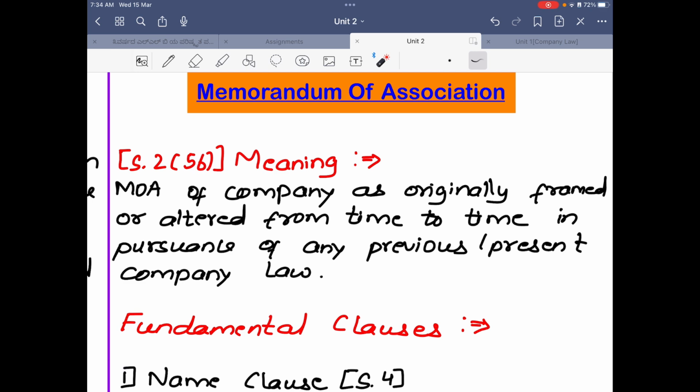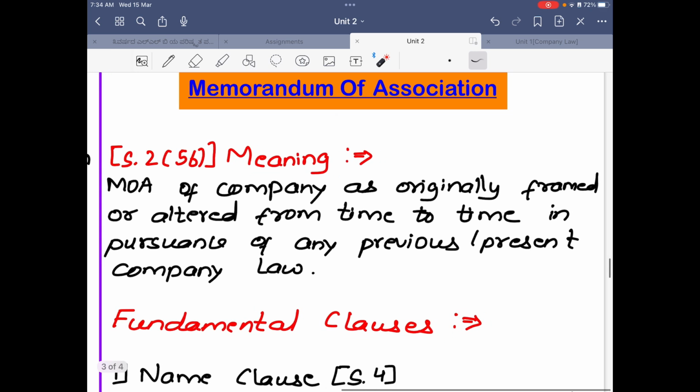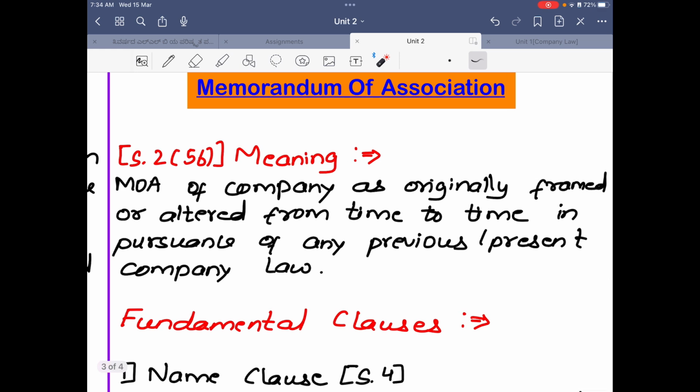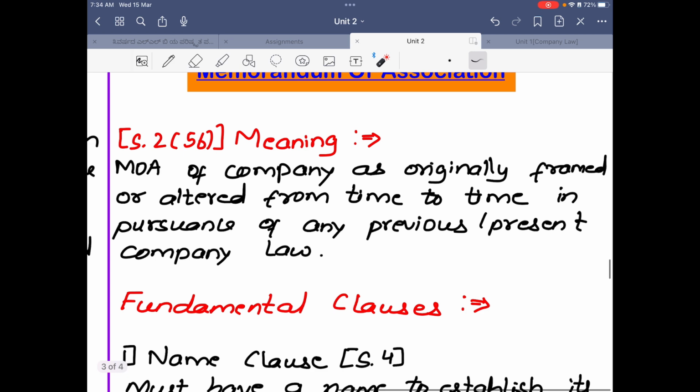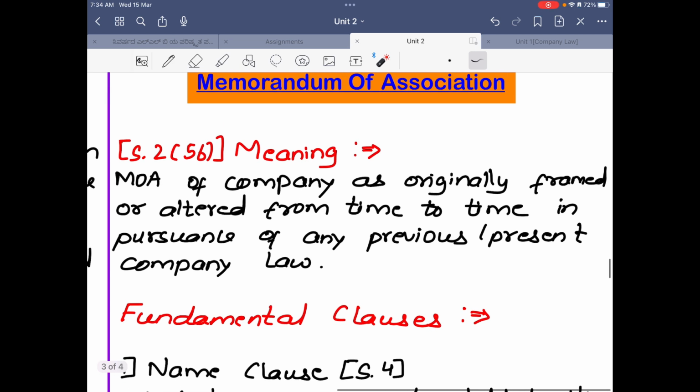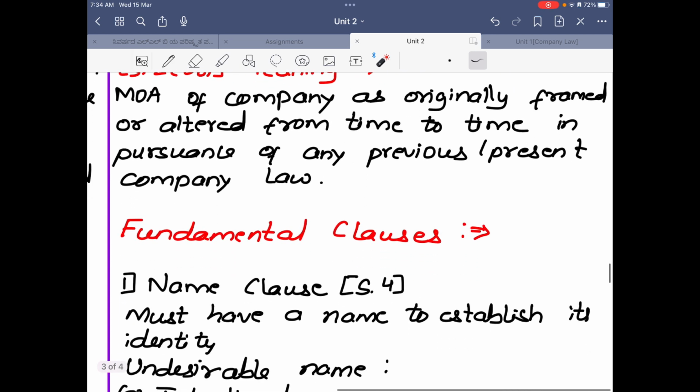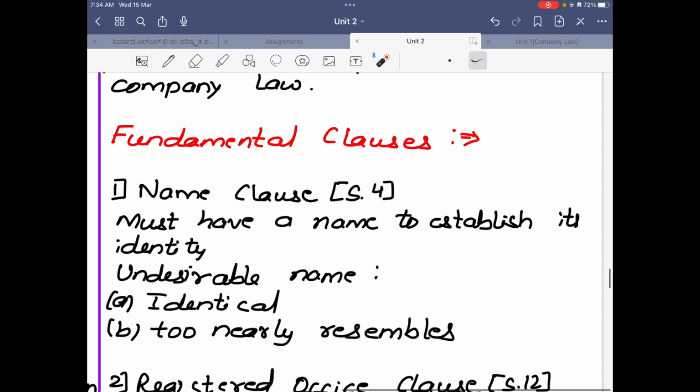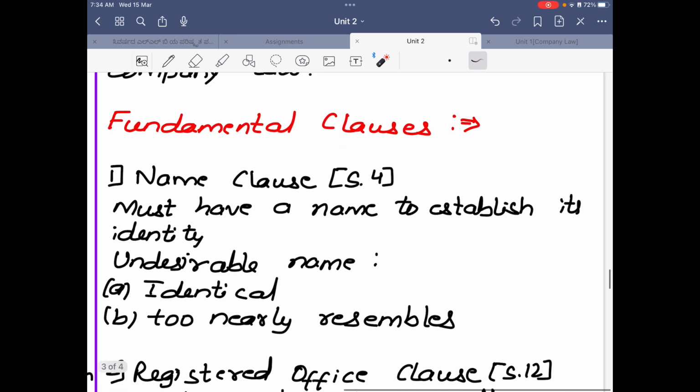So what is a memorandum of association? It is a document that we need while applying with the registrar. Since it's a document that we are using for registration, it should have some contents. So what are its contents? If we look at that, we will understand the memorandum of association. So, the fundamental clauses of a memorandum of association.